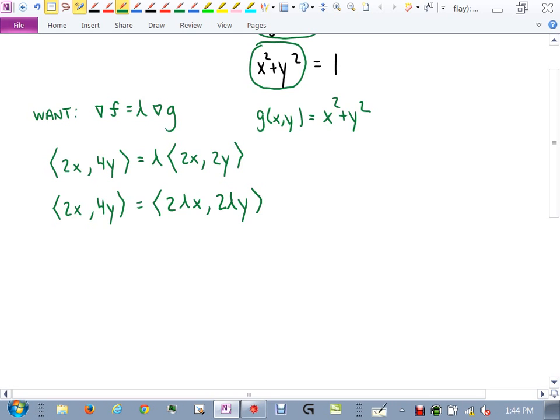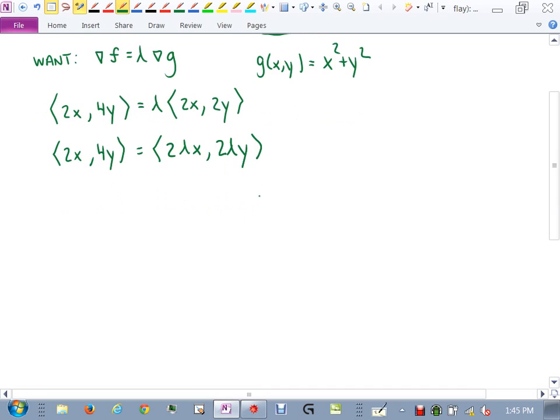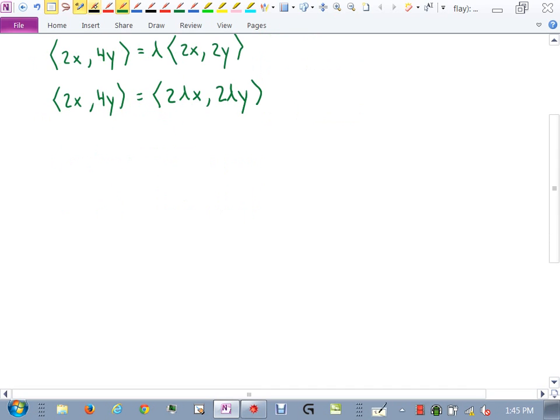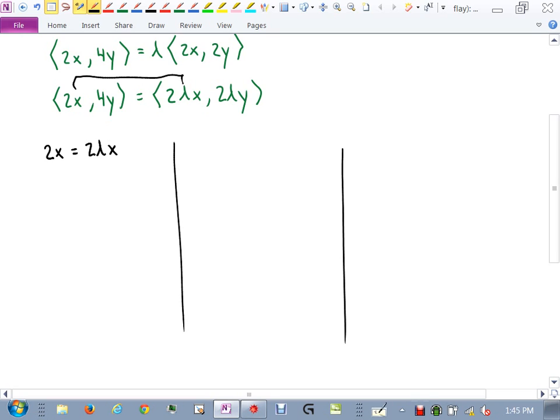So now, remember I said what this is going to come down to is 3 equations, 3 unknowns. I'm ready to set up my 3 equations. Now, everyone has their own way of doing this. This is the way I do it. You don't have to follow my way. But I always like to write down my 3 equations. My first equation is that 2x must equal 2 lambda x. I'm getting that from the first components having to be equal, right? These two have to match. The second equation is what? 4y equals 2 lambda y.